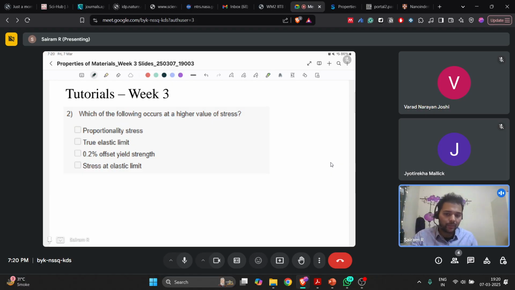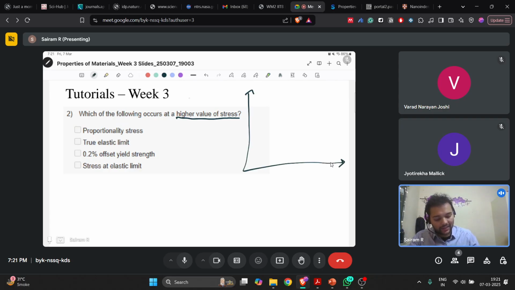I think we should be very careful when we see the term higher value of stress over here. The higher value of stress is extremely relative, in the sense that we are still talking about stresses in the elastic region only. We are not going into the plastic region, we are not touching the topic as of now. So within the elastic region, which of the following occurs at the highest value of stress?